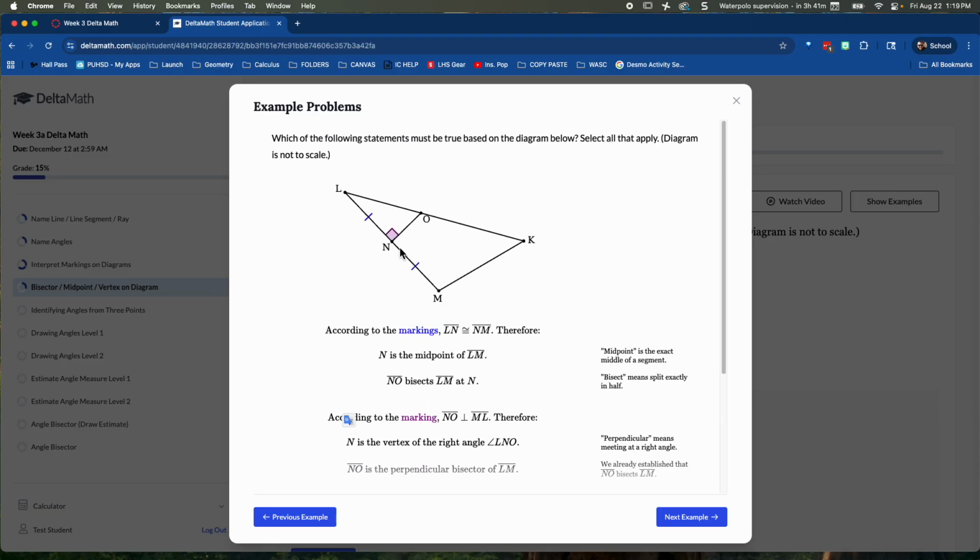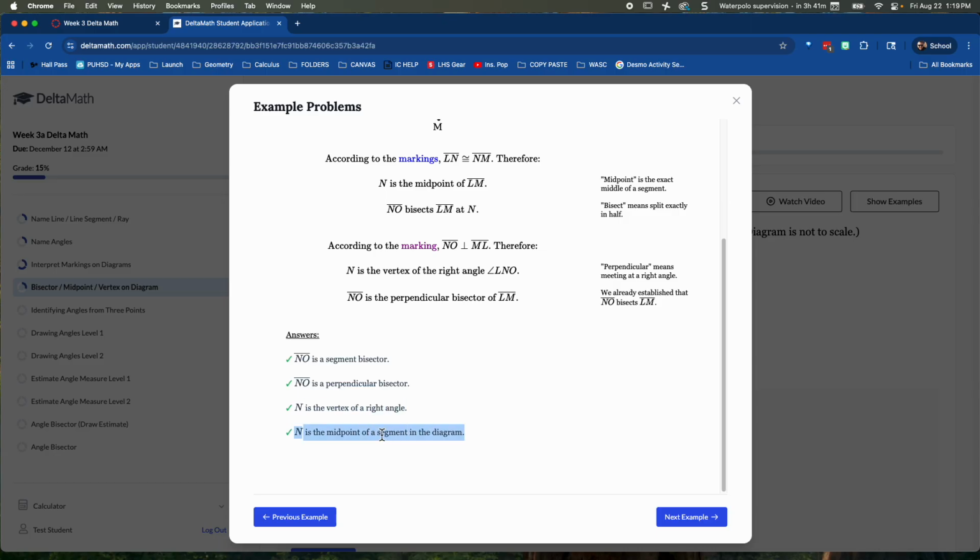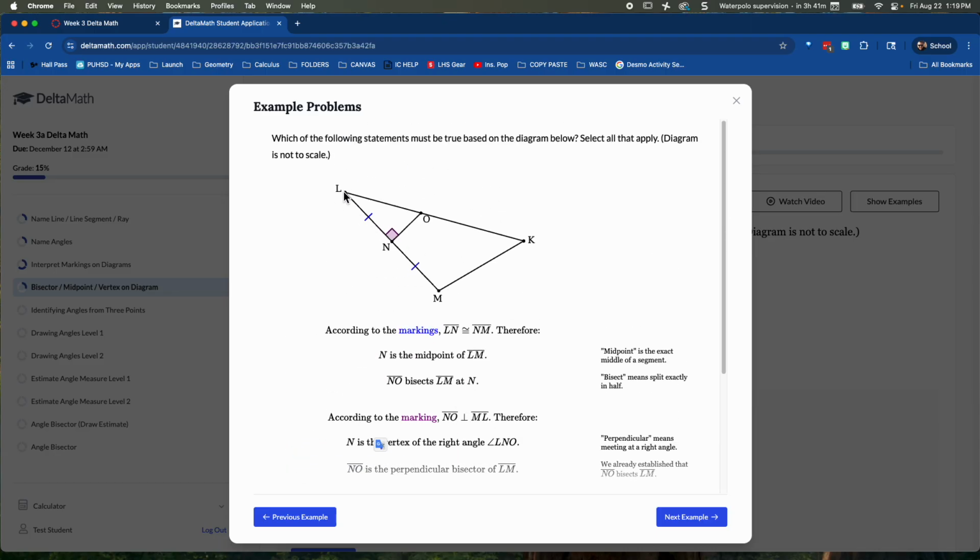N is the vertex of a right angle, and N is the midpoint. It's the middle point between L and M. Because if each of these sides was like 3 on one side and 3 on another, N would definitely be in the middle. Okay.